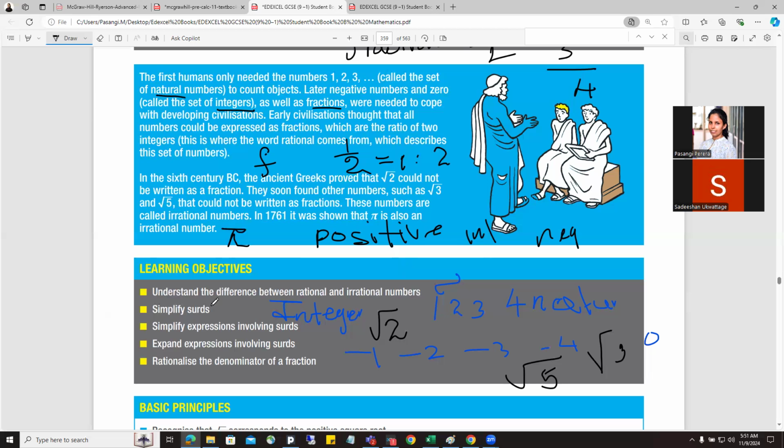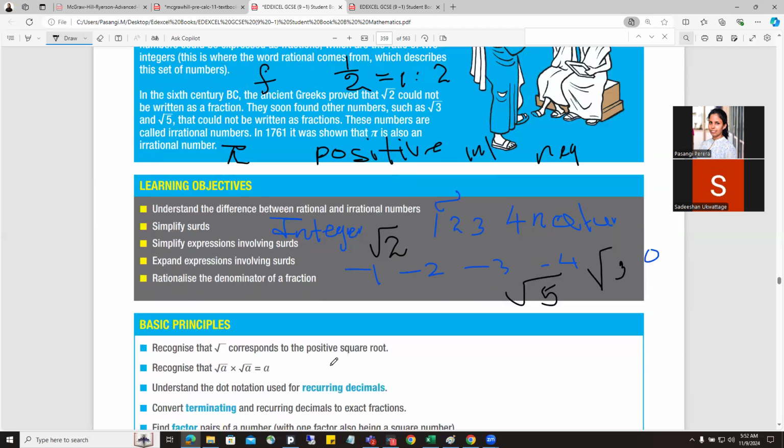So now we know these already. When it comes to the learning objectives of this lesson: understand the difference between rational and irrational numbers, simplify surds, simplify and expand expressions involving surds, and rationalize the denominator of a fraction as well.